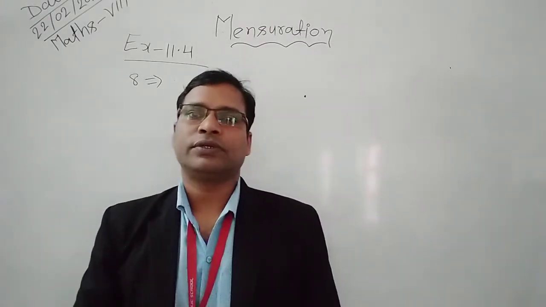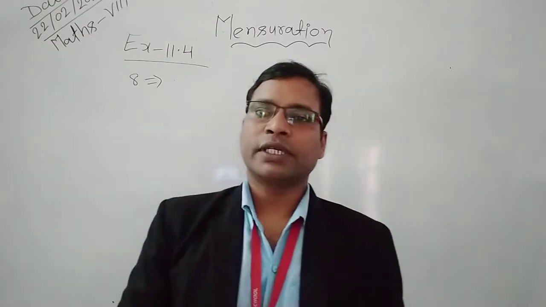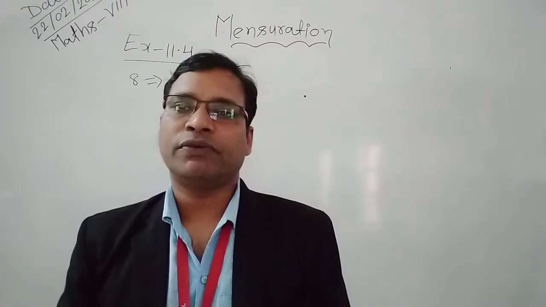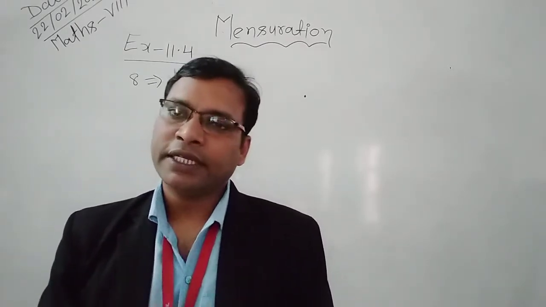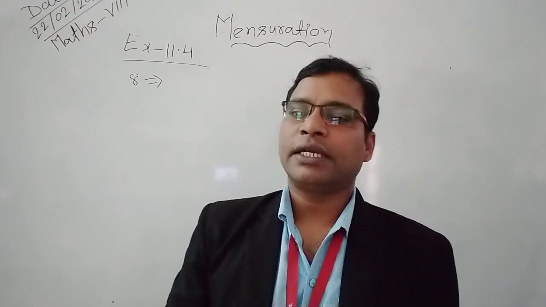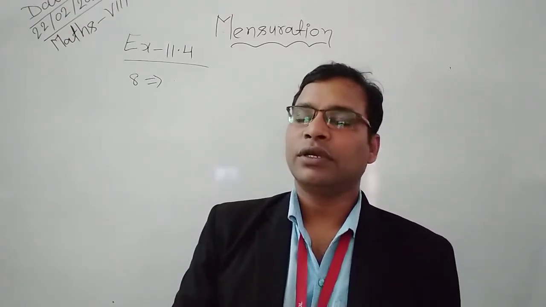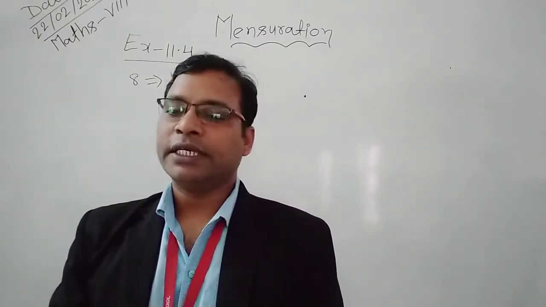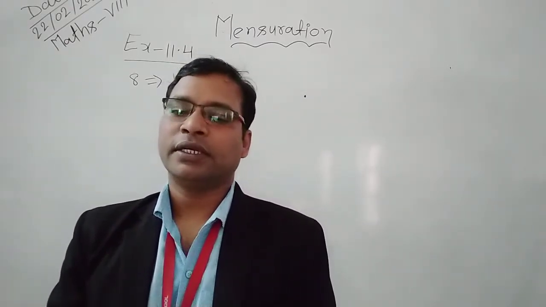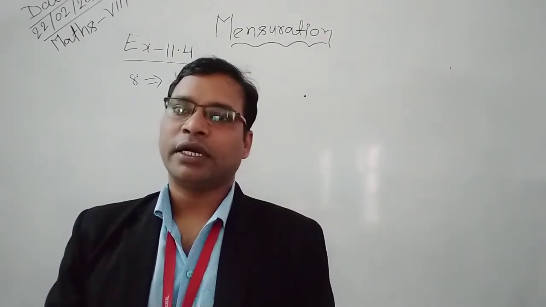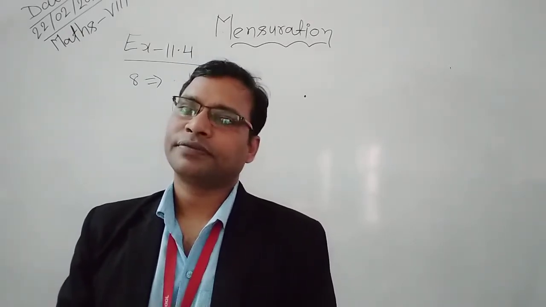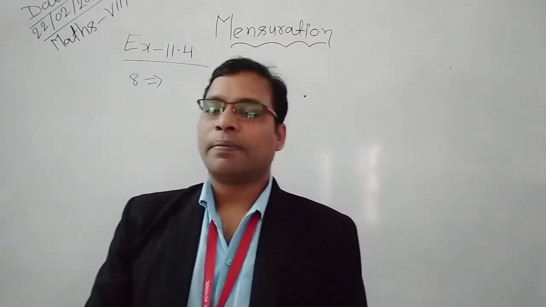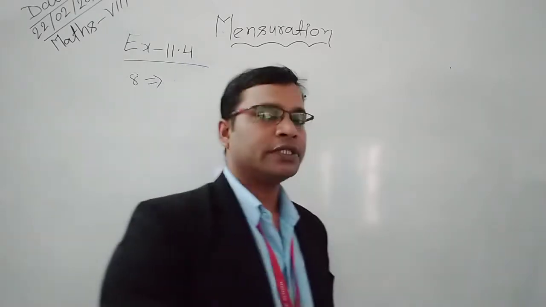Good morning, student. Today we are going to discuss chapter 11 mensuration, exercise 11.4, question number 8. In this question, it is given that the lateral surface area of a hollow cylinder is 4224 centimeter square. It is cut along its height and a rectangular sheet of width 33 centimeter is formed. Find its perimeter.